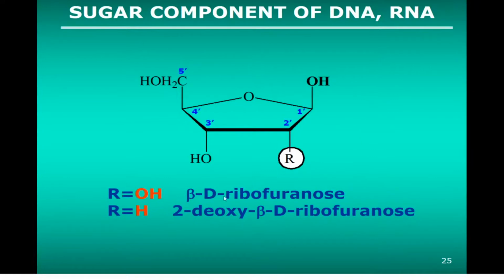Here I didn't mention minus, it's just a dash. Minus or plus is because of optical activity. Ribose is levorotatory, it rotates at a negative angle. So D minus, but L plus. So beta D minus ribofuranose.